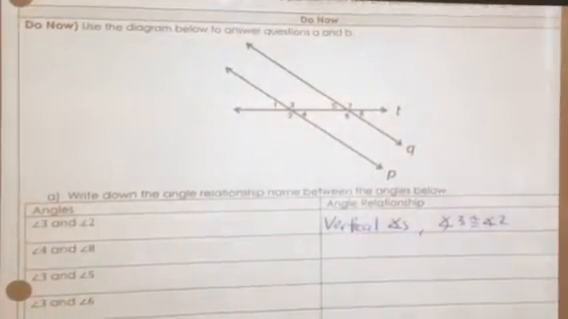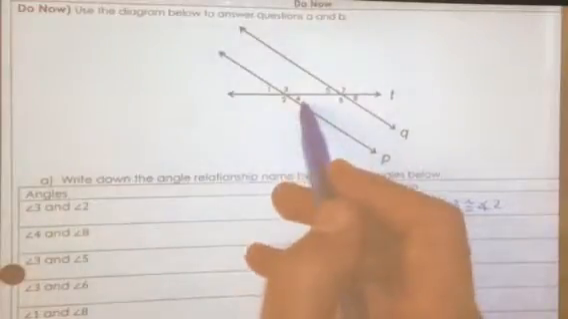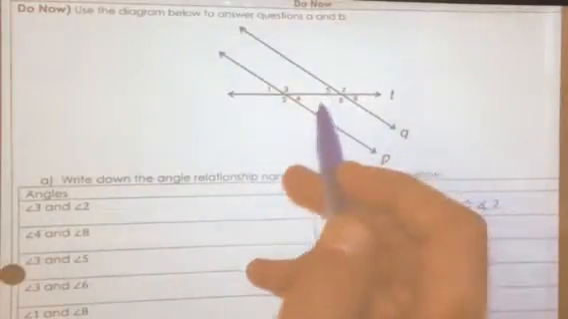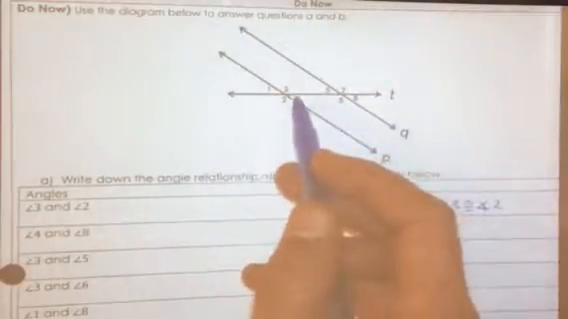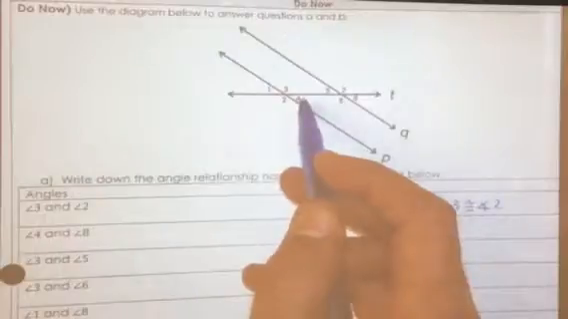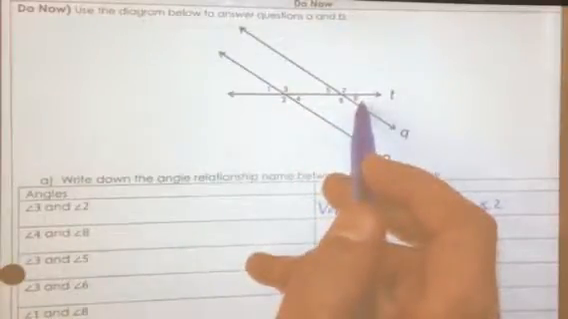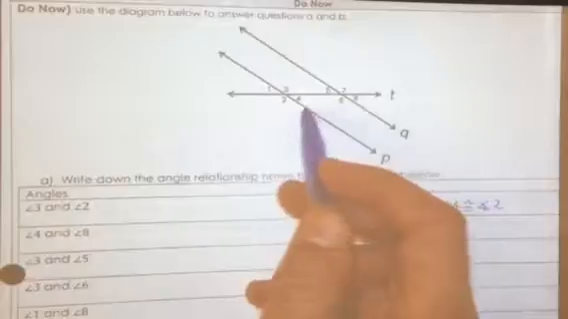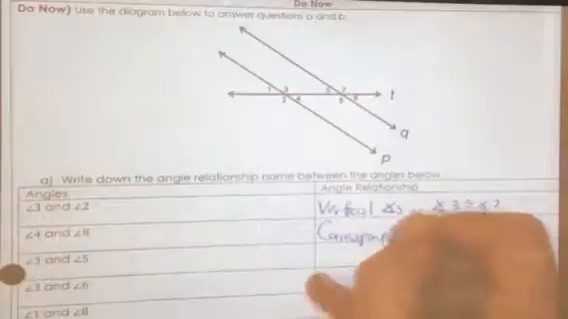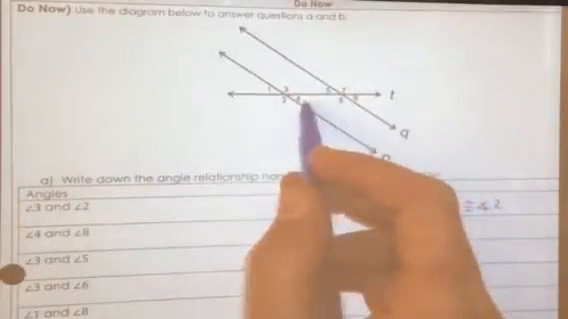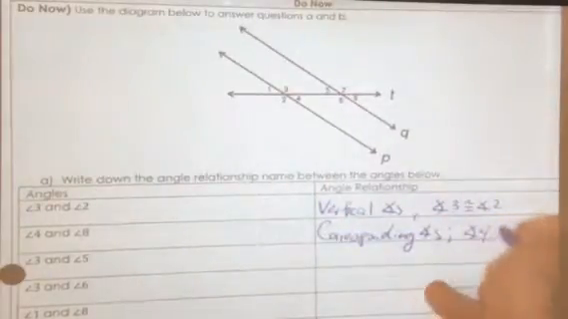What is the relationship between 4 and 8? Here I see that this intersection is a screenshot of this intersection. So which angle matches with 4 on that screenshot? 8. So the word for the screenshot is corresponding angles, and corresponding angles are also congruent. So angle 4 is congruent to angle 8.